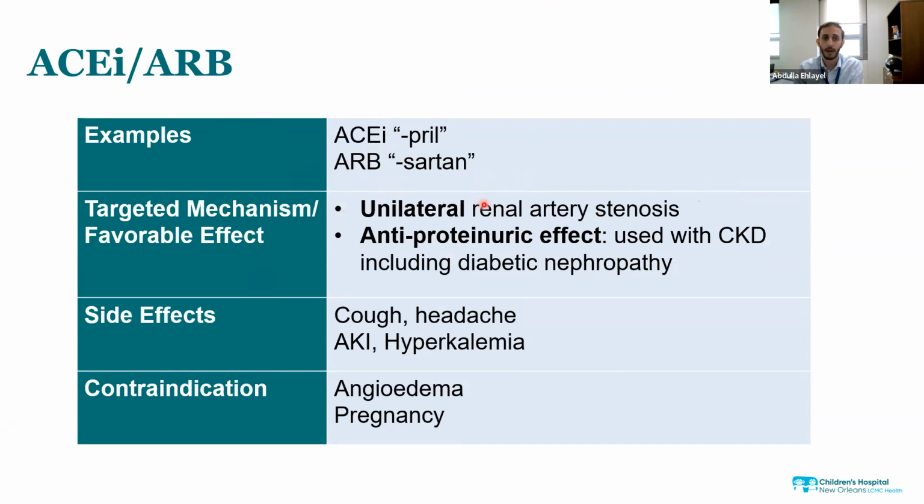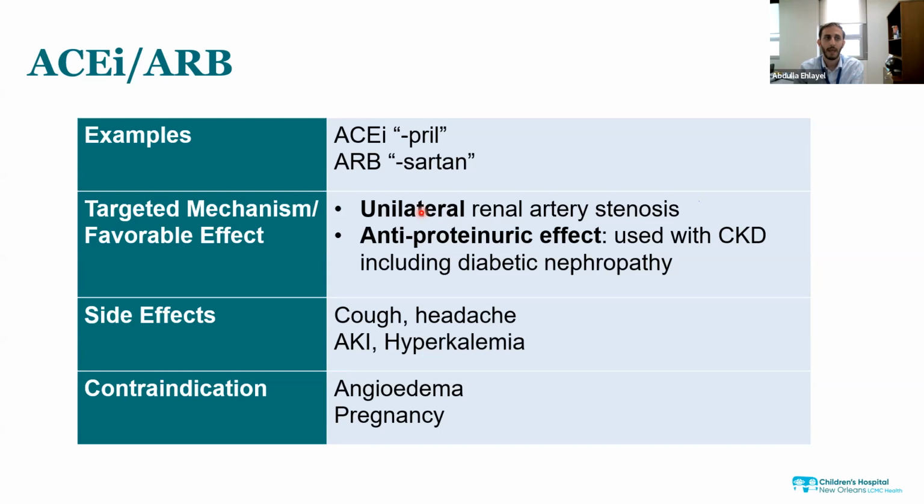So the patient who has renal artery stenosis, if it is unilateral, this is an excellent medication to use because they have high renin secretion, and an ACE inhibitor or ARB is perfect for this patient. You should not use ACEs or ARBs with bilateral renal artery stenosis because that can lead to renal failure, shutdown of the kidneys.